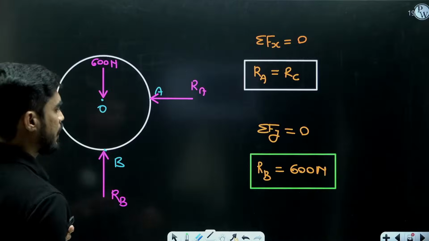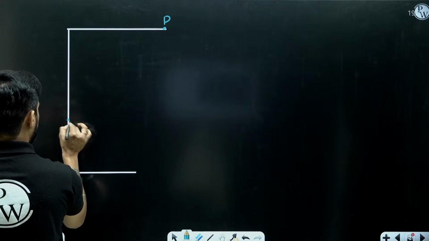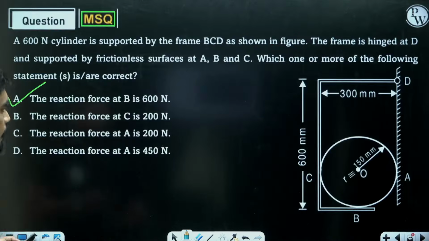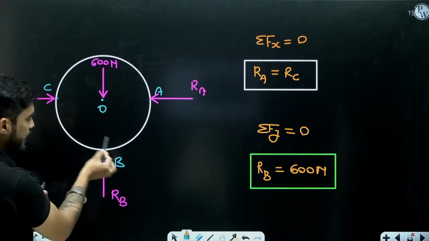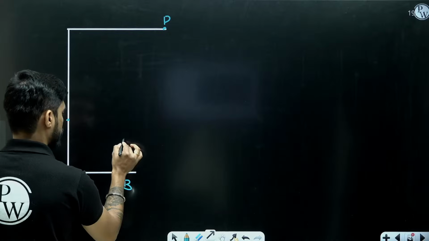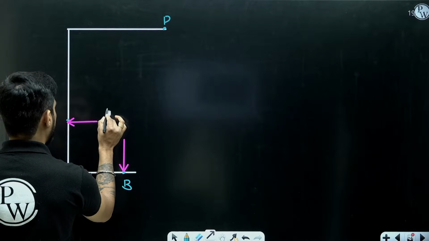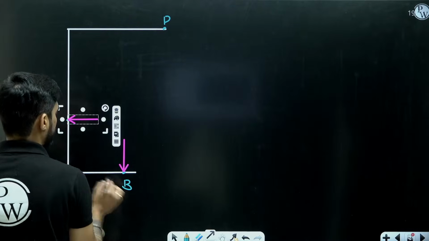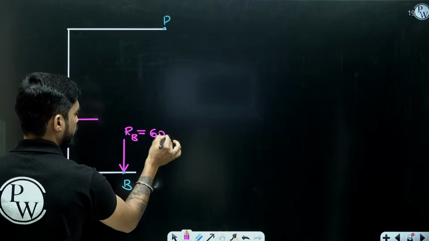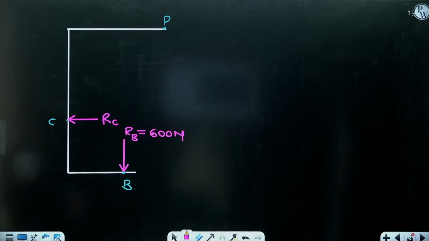Look at this. This is the frame. This is point D, this is point C, and somewhere here is point B. Now, whatever forces you got here, RB and RC, they will be equal and opposite on the frame. So RB will be like this, RC will be like this. These are the forces acting between the cylinder and the frame. Whatever direction you got on the cylinder, they will be opposite on the frame. The value will remain the same. Now, at point D, it was hinged.